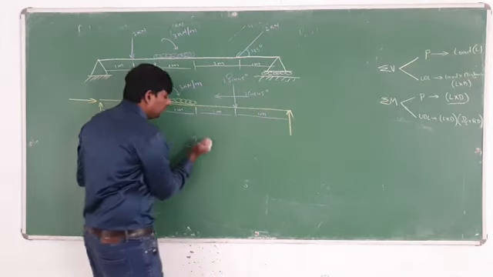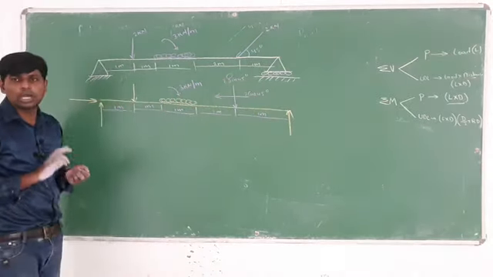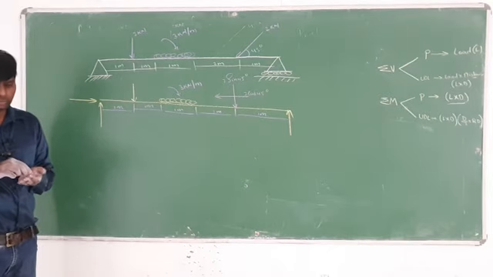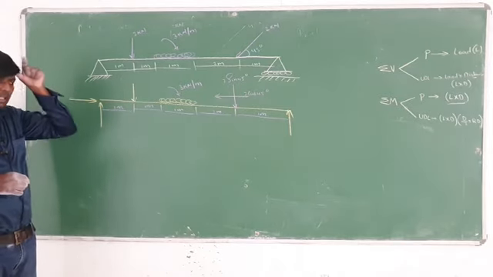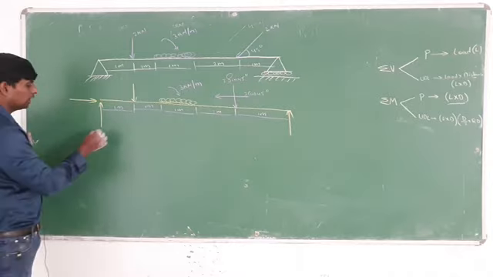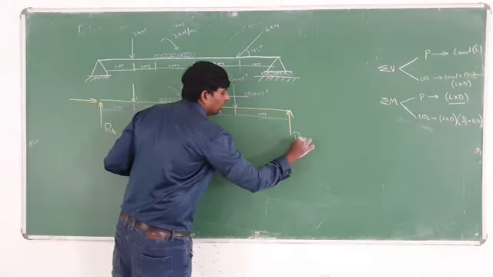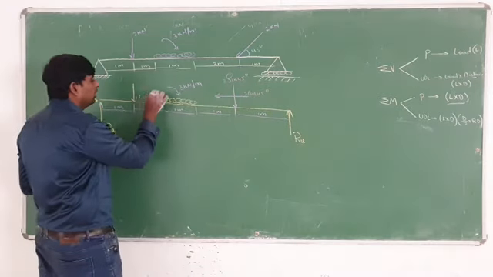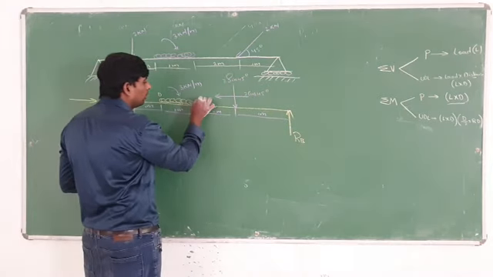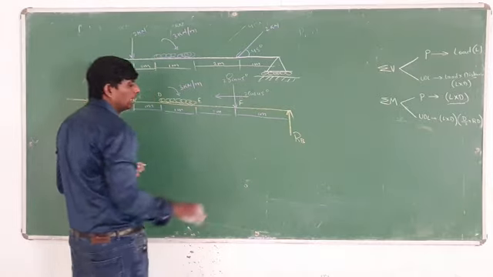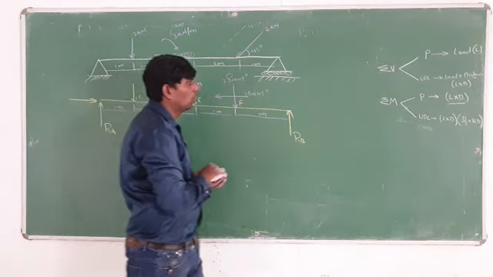Till here clear, everyone? Now after that, what do I have to do? First you have to do the indication. This one you have to take as RA and this one as RB. This is the point C, this is the point D, this is the point E, and this point is F. First I will go for the sum of vertical forces.